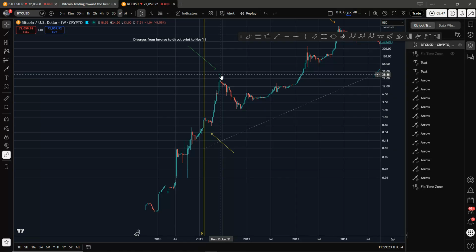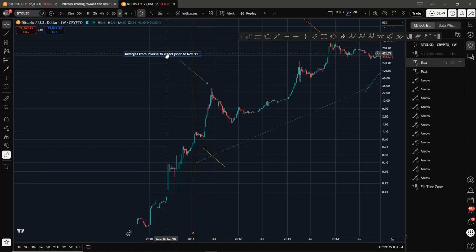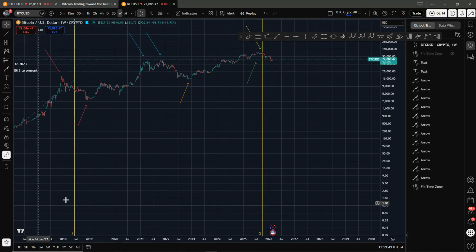So from here, that's why I put this note here, divergence, or it diverges from the inverse to the direct usability prior to November. So here we could still say the tops would be the lows, the sells would be the buys, and vice versa. Whereas here, it's now become a direct correlation. The peaks are the peaks and the lows are the lows. So here we have the peak, which then gives us the ultimate peak here of 126.